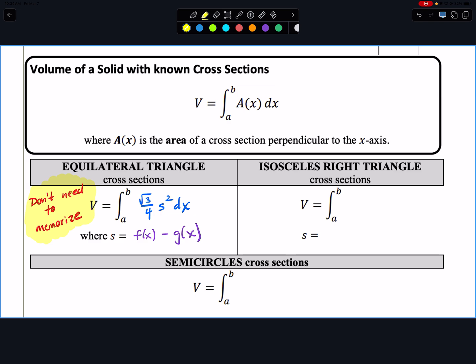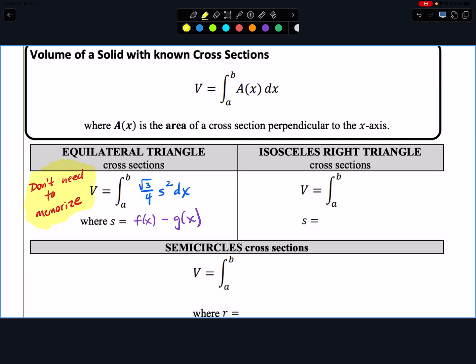So that being said, in our class, if I do give you guys a problem like this on a test, I'll give you guys a formula for the area. Okay. Isosceles, you do need to know. Okay. So an isosceles right triangle, do you guys remember a triangle? The area is 1/2 base times height. So this is going to be 1/2 times the side squared dx.